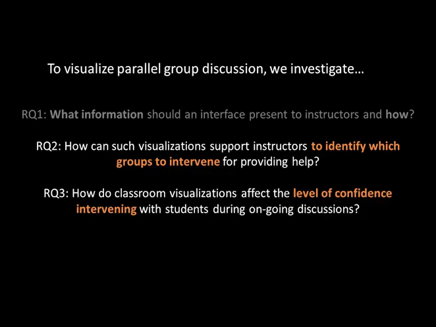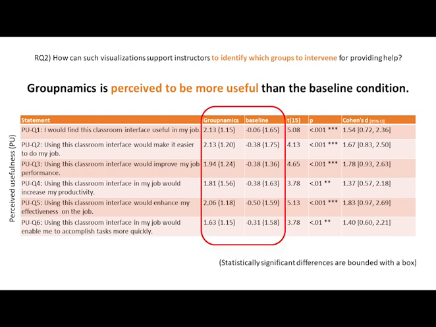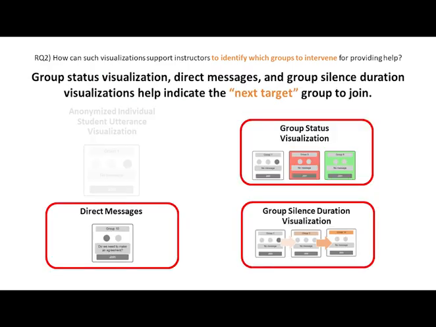We share a short summary of our results and findings corresponding to our research questions. Based on the technology acceptance model, in terms of perceived usefulness, participants found Groupnamics to be overall more useful compared to the baseline. Participants shared that group status visualization, direct messages, and group silence duration visualizations indicated in a timely manner which groups needed help and enabled the participants to find the next target group to join.